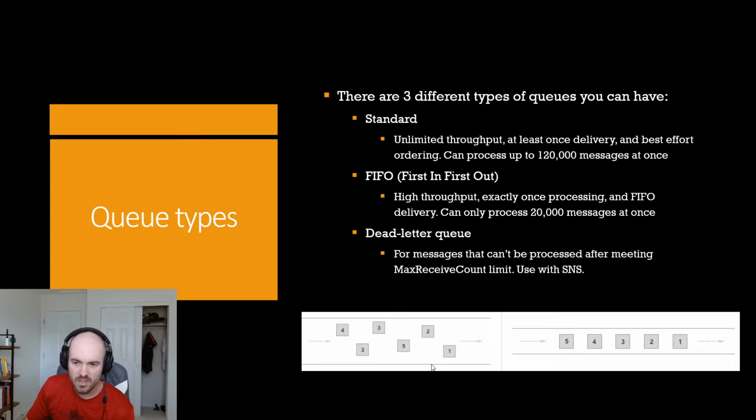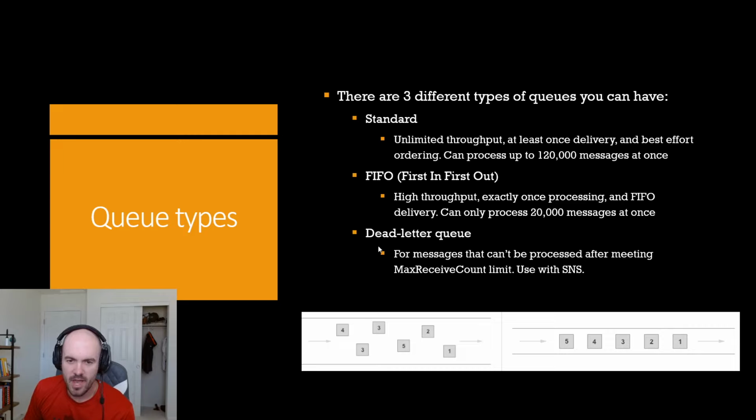Okay. But if you don't want to have that problem, and maybe you don't have as many messages, you can consider FIFO queuing, which is first in, first out. It has high throughput, so not necessarily unlimited. It's got exactly once processing and FIFO delivery, and it can only process 20,000 messages at once. So over here we have a FIFO queue, and as you can see, the messages are here in the order 1 through 5, and there's only one of each, so they're going to get delivered only one time in order. Okay. So that's the big difference between FIFO and standard.